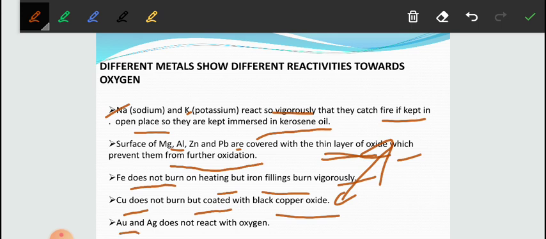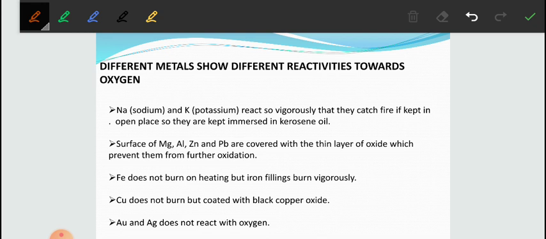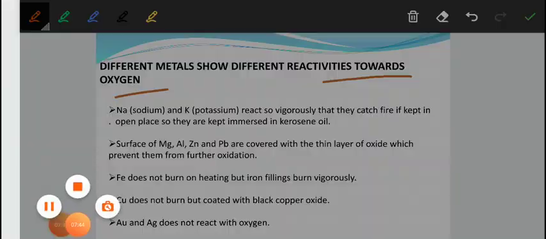Next, Au and Ag, means gold and silver, do not react with oxygen. So on this page we have studied how metals show different reactivity towards oxygen. This question is always going to come in competitive exams, to check your knowledge level.